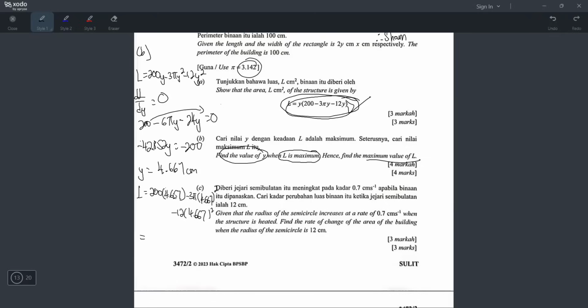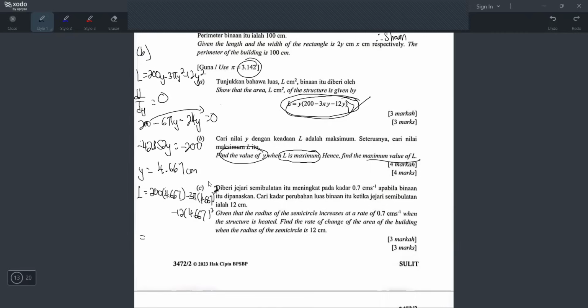But the schema gives a different answer. Did I press correctly? Okay, let me press one more time. 200 bracket 4.667, right? And then minus 3 pi, so 3 bracket 3.142. Oh, okay. I think I know where I pressed wrongly. So minus 3 bracket 3.142 close bracket, and then open bracket 4.667 close bracket, and then minus 12. Oh, this one has a square. This one. Okay, I wrote it, but I forgot to press it.